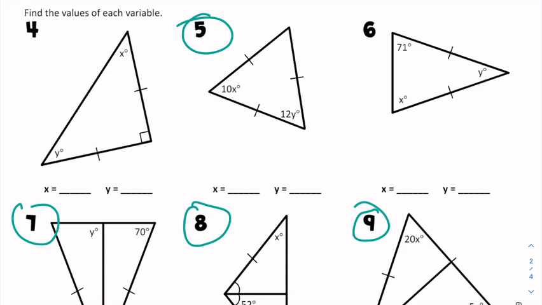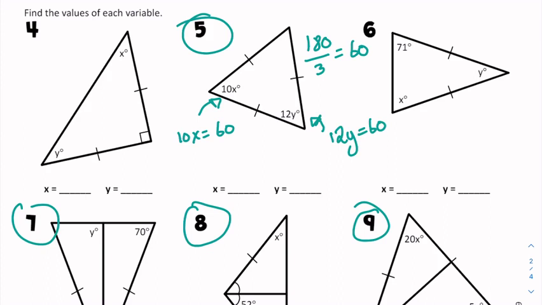So on number 5, this is what we call an equilateral triangle, which means that all three of these sides are the same, which means all three of these angles are the same. And when a triangle is equal to 180 degrees and all three angles are the same, we can just do 180 divided by 3 to get the value of each of these angles. So that means that this angle, 10x, equals 60. And this angle, 12y, equals 60.